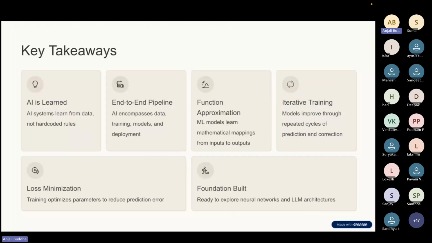Till here, what have we learned? We are almost 24 or 25 minutes into the meeting. As of now, we have understood that AI is learned. AI systems learn from data, not from hard-coded rules. We have understood the end-to-end pipeline of AI, like machine learning training, how function approximation is done, how iterative training is done, how the loss is computed, and how the model trains itself to minimize it.